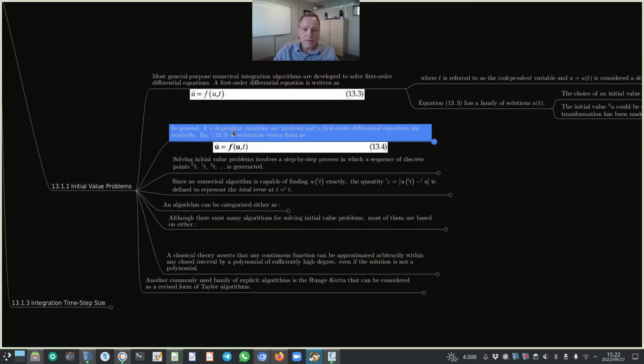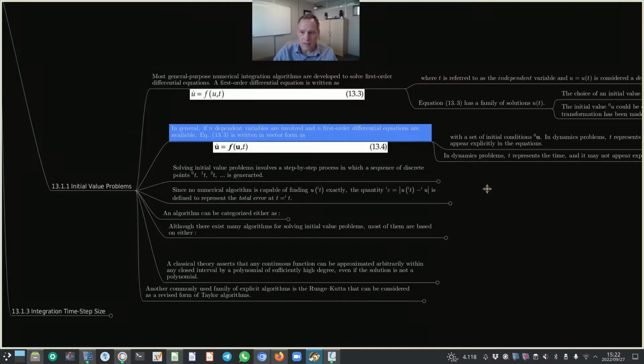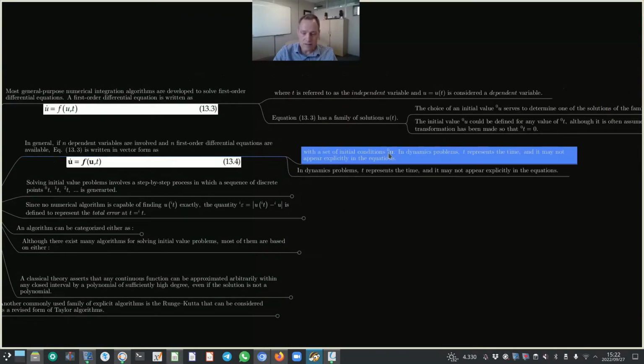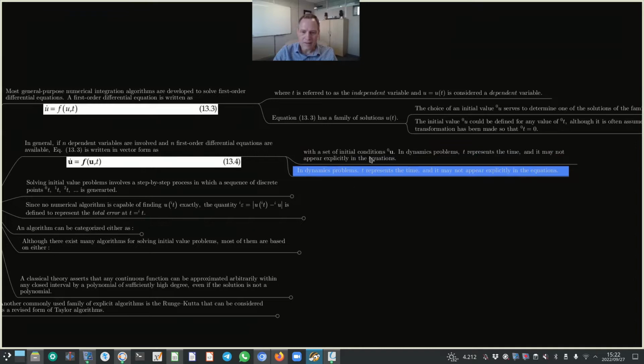So in general, if n dependent variables are involved and n first order differential equations are available, equation 13.3 is written in vector form as shown here in equation 13.4, with a set of initial conditions, boldface u superscript 0. Now, in dynamics problems, t represents time and it may not appear explicitly in the equations. This is a repeat of what I just said.